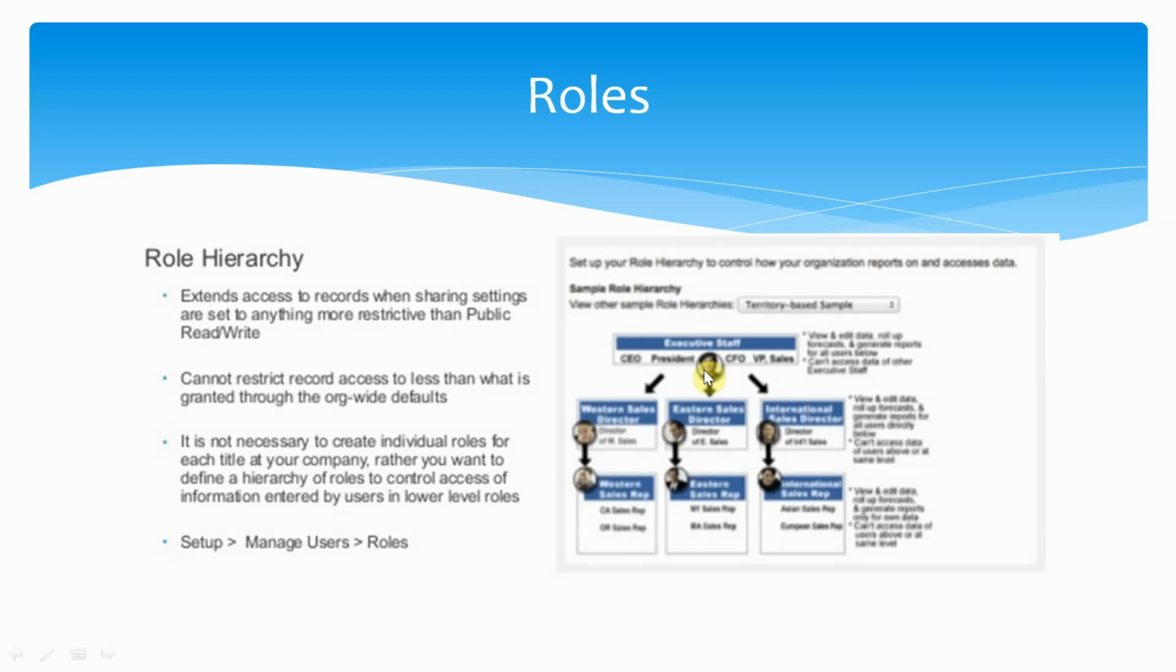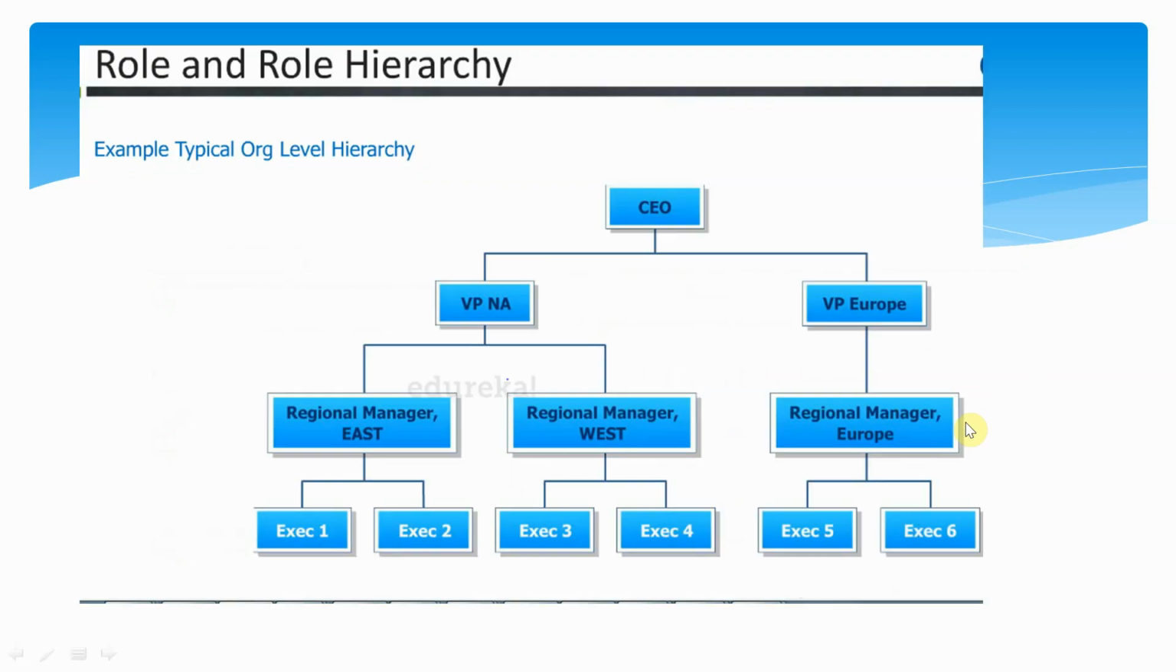Like say this is the manager and here these are peers. So if organization wide defaults is set to private, peers cannot see each other's record unless it is shared. Only managers can see the record using sharing using hierarchies by default.